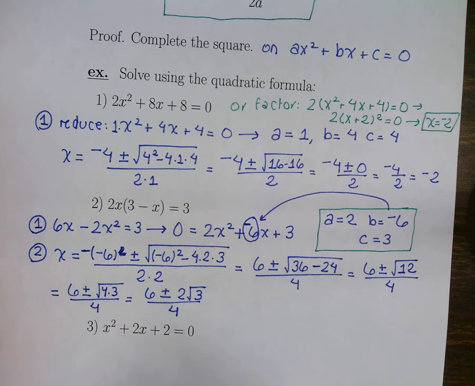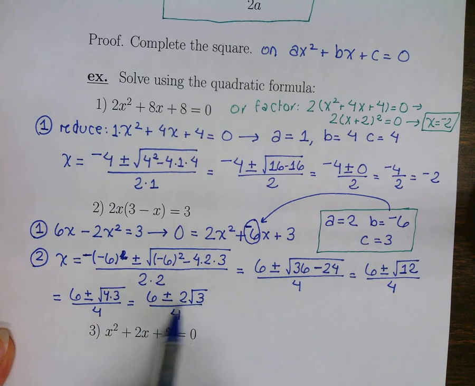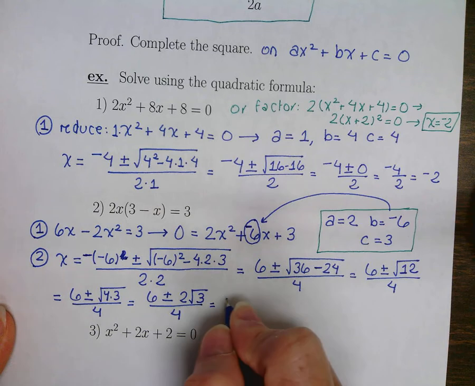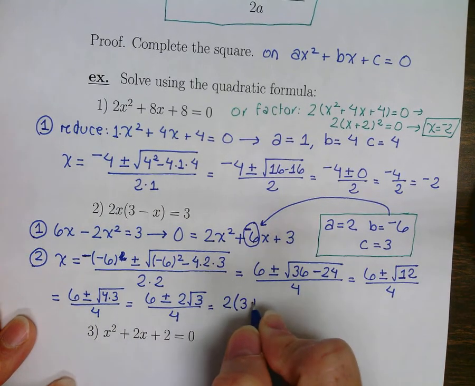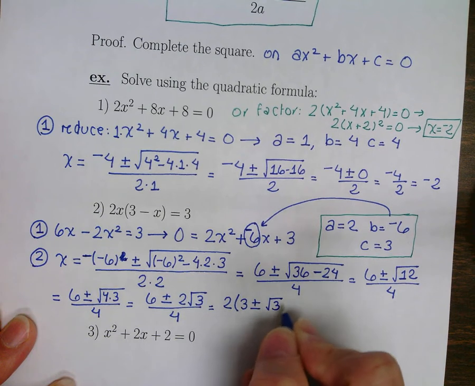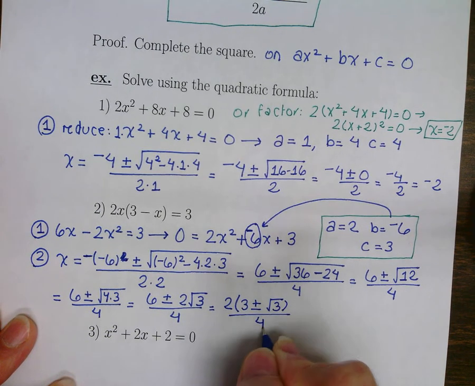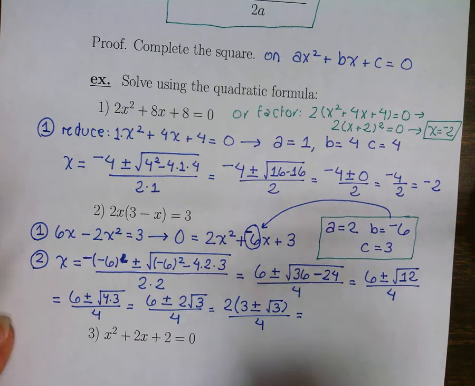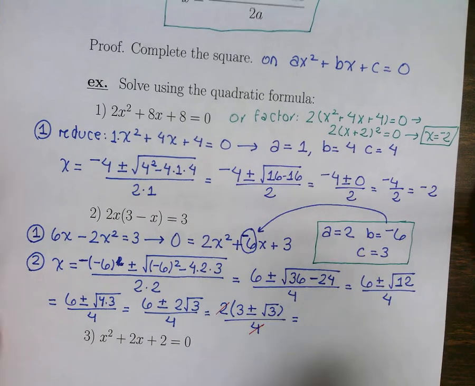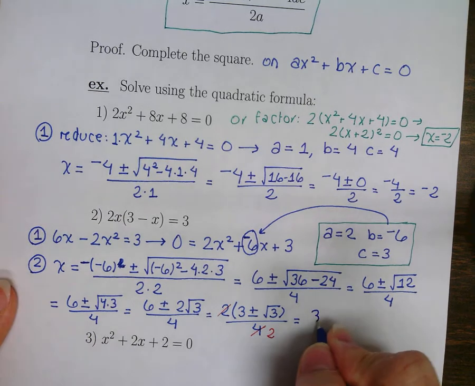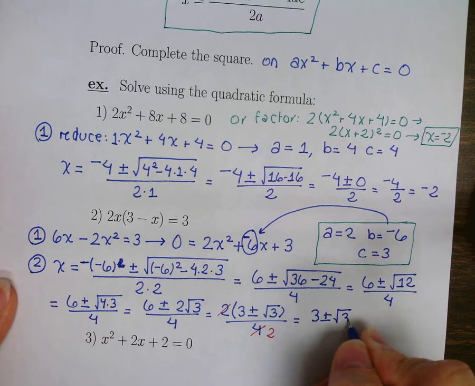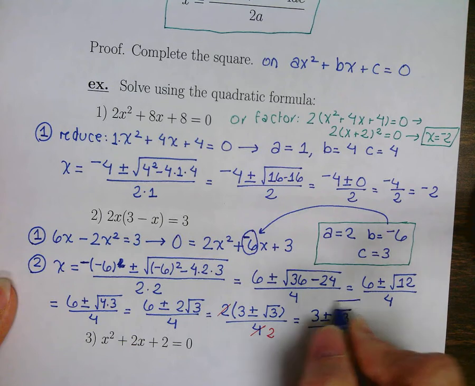Now, am I finished? Well, no. Look what I observe. There's a common factor in each of those terms. I can factor a 2 out of the numerator, and I get 3 plus or minus the square root of 3 all over 4, and then I can cancel that, leaving me with 2. And so I get 3 plus or minus the square root of 3 all over 2.